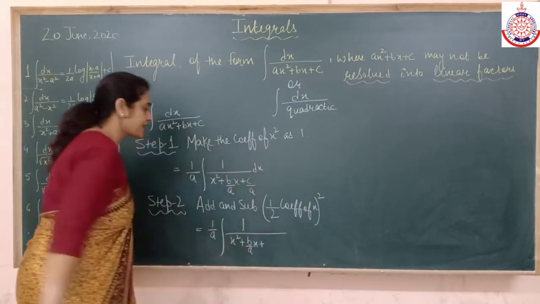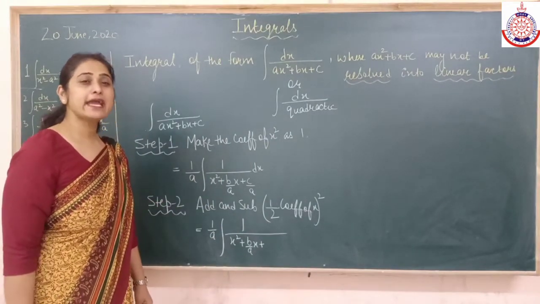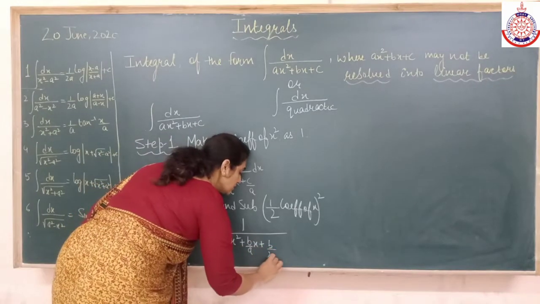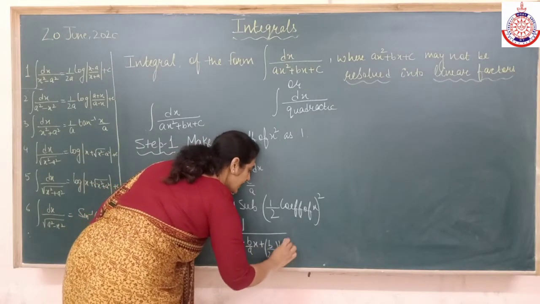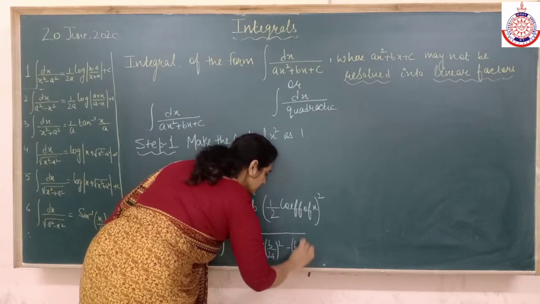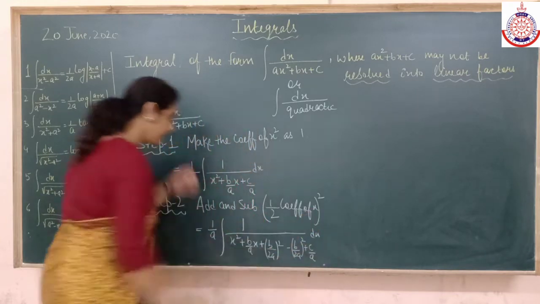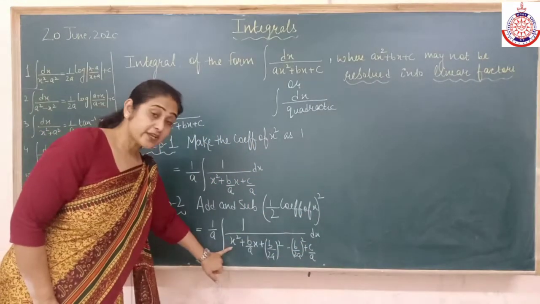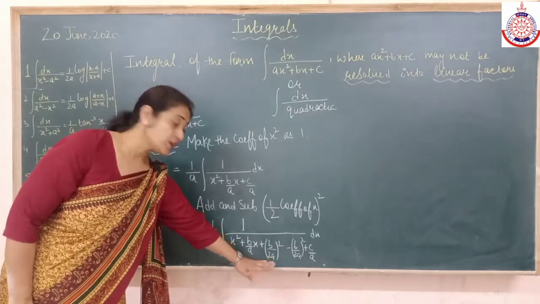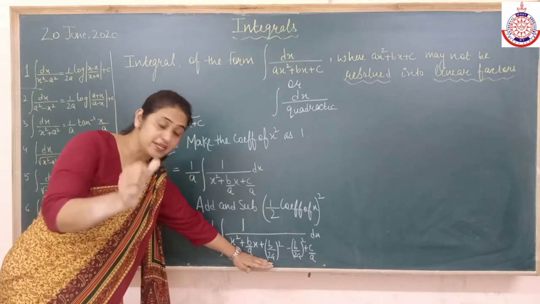What is the coefficient of x? b by a. b by a का half, b by 2a. The square of b by 2a, once I have to add it, once I have to subtract it. Clear? Because x square is positive. If the coefficient is 1, always you have to keep plus 1 in the beginning. These three will become a combination.